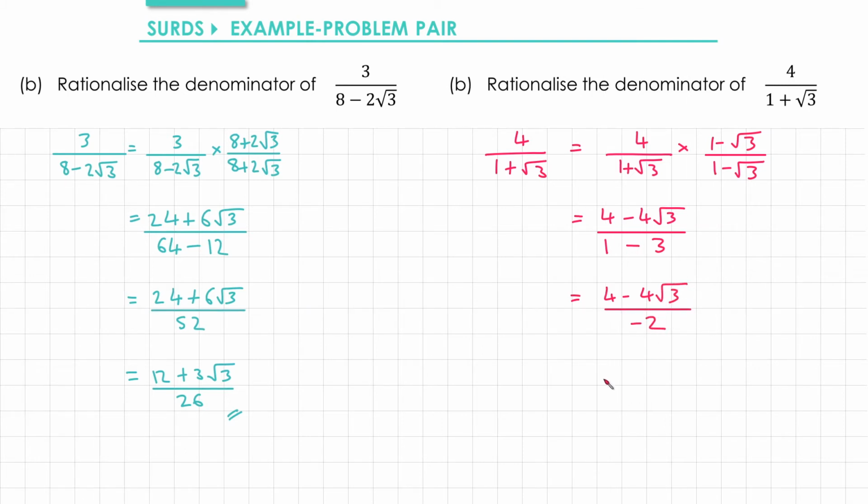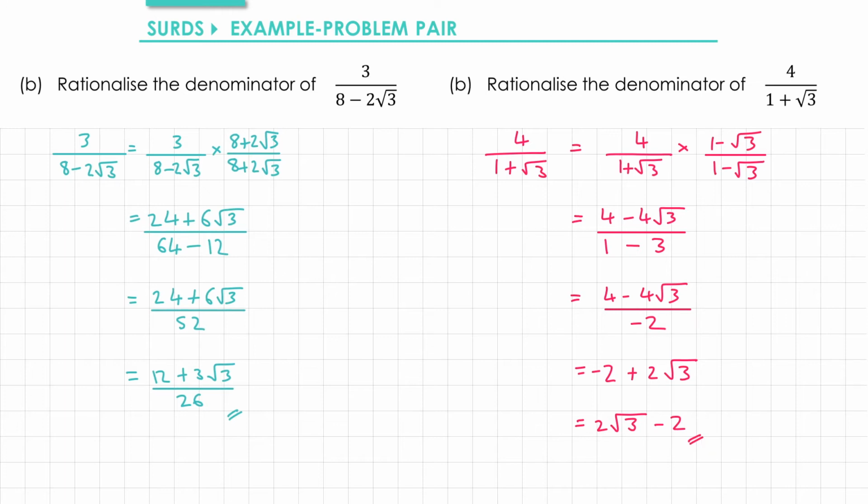Both parts can be divided by 2, which gives us minus 2 plus 2 root 3. You could stop there if you wanted, but sometimes it's conventional not to have a leading term that's negative, so we could write it as 2 root 3 minus 2. You don't have to do that last step though, that's optional.